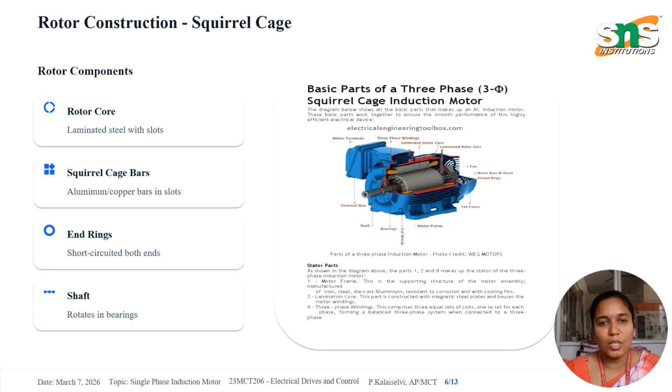And then rotor construction, which is squirrel cage. The rotor used in most single phase induction motors is the squirrel cage rotor. The rotor core is made up of laminated steel to reduce losses, and the rotor bars are aluminum or copper bars placed inside the rotor slots. The bars are short circuited at both ends using end rings. And then the shaft rotates and transmits the mechanical power to the load. This rotor construction is very simple and strong, and also maintenance free.